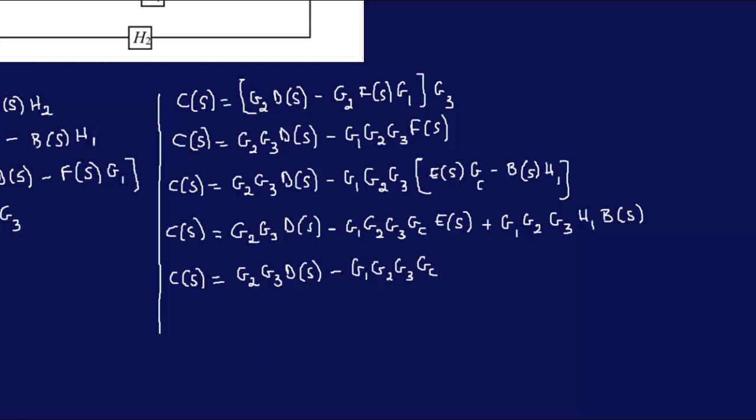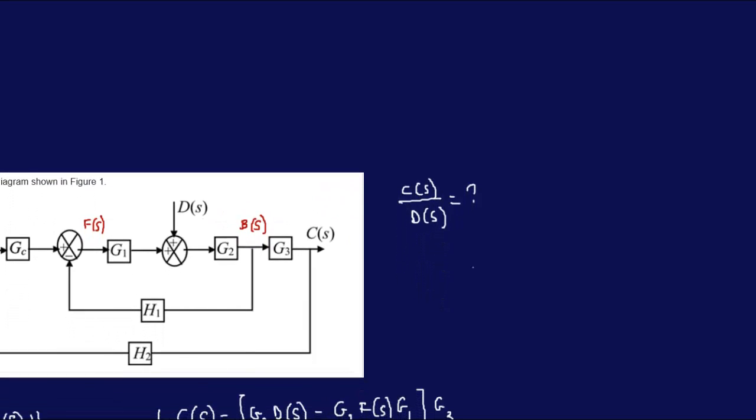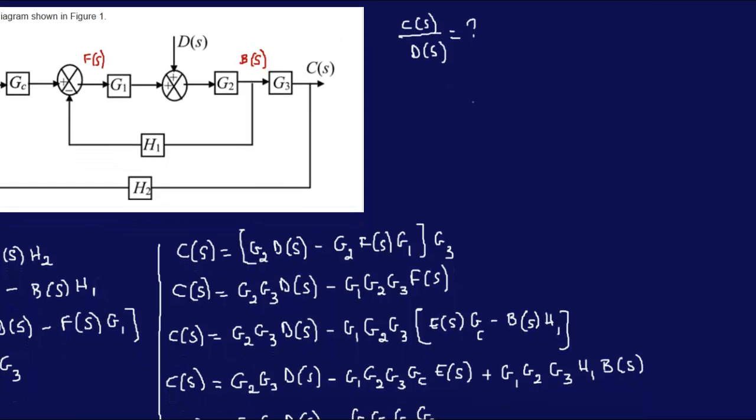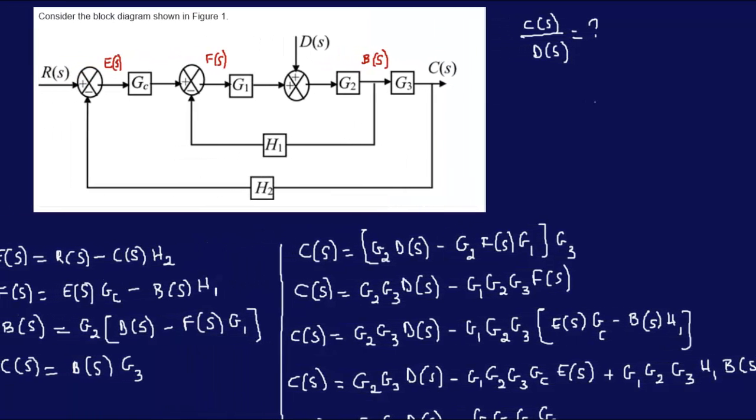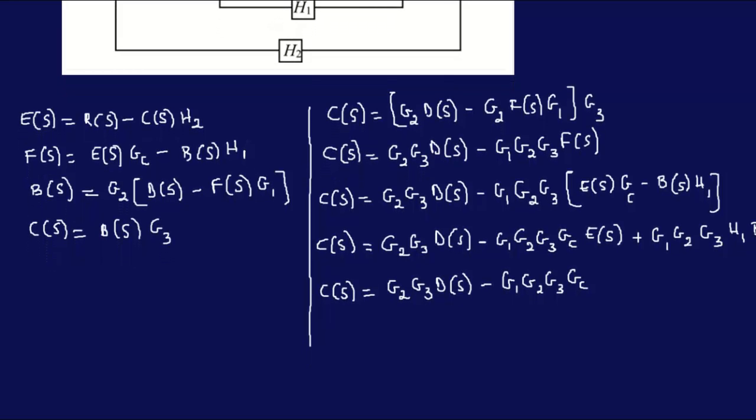And what was my E of S? E of S is RS minus CS H2, so I can replace that. So that's my ES plus this. Now I'm not going to replace BS again. I'll continue with this first.